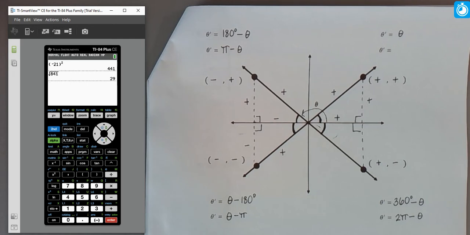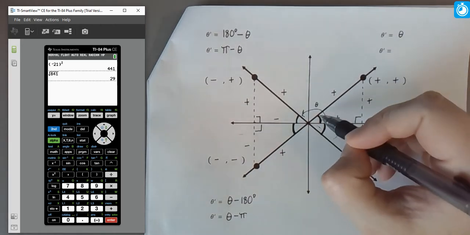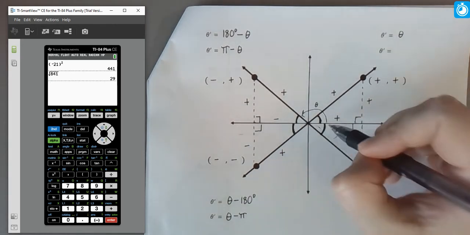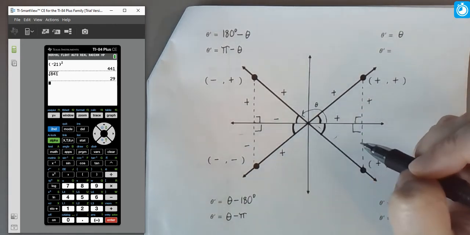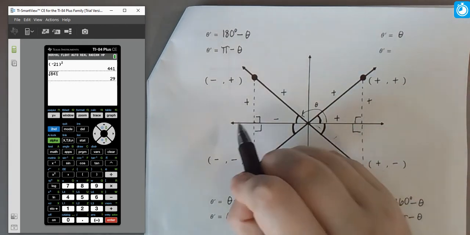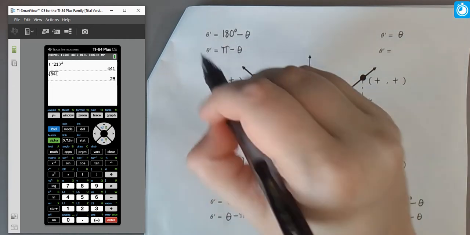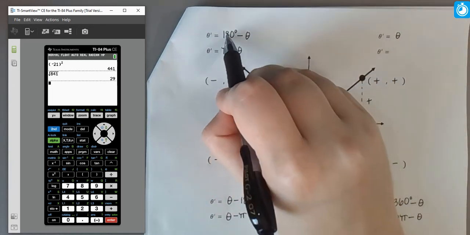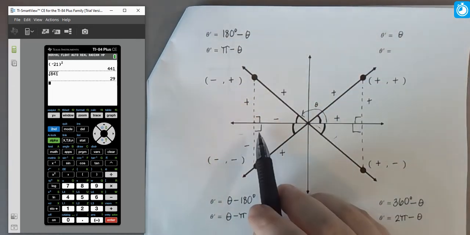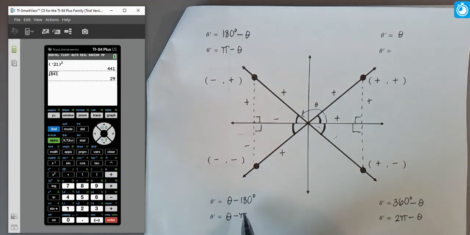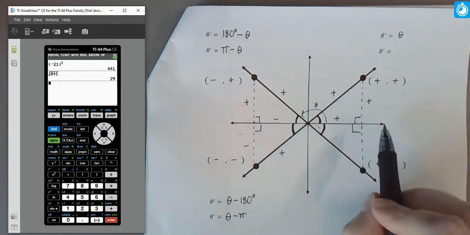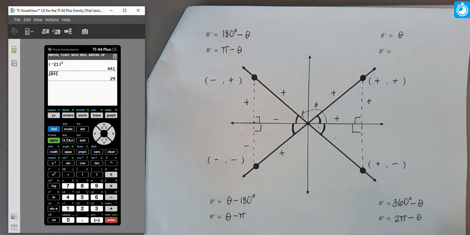students make when they're talking about finding a reference angle. I want you to notice that each of these reference angles and their associated formulas are related to the x-axis and the x-axis only. So for the second quadrant, we're relating to 180 or pi. Same thing for the third, 180 and pi. And then for the fourth quadrant, we're relating to 360 and 2 pi.